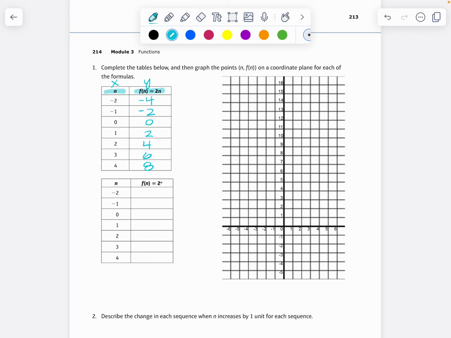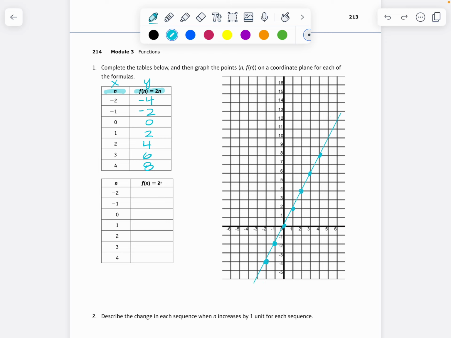-2, -4, -1, -2, 0, 0. And if you notice, this is making a line. All right, so we can connect these and it'll make a line just like that. Can you see the pattern?